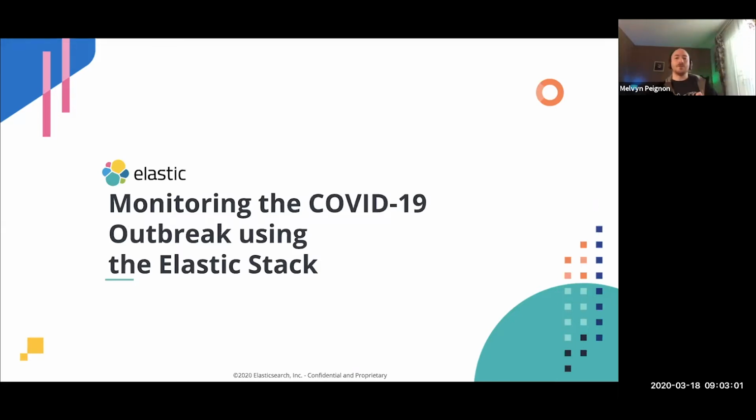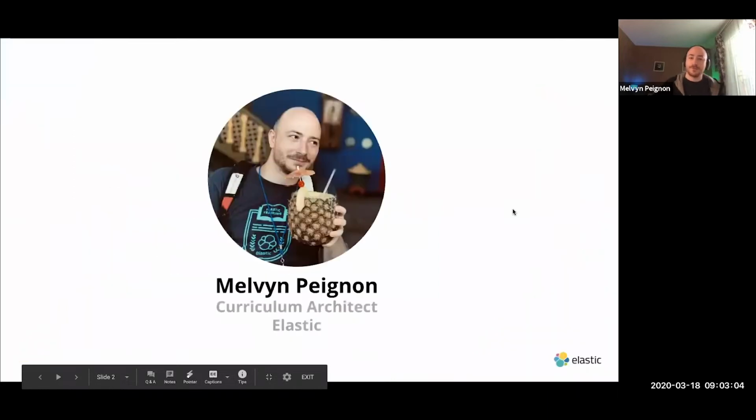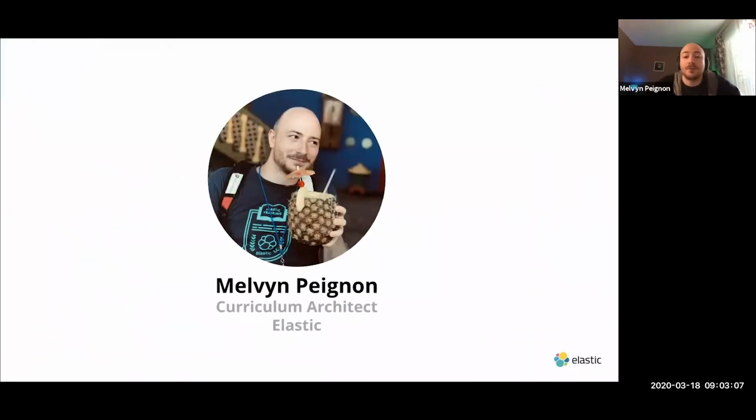And here we go. Okay, so first of all, let me introduce myself. My name is Melvyn Peignon. I'm a curriculum architect at Elastic. So what do I do? I've been working at Elastic for 2.5 years now, and I'm developing content related to trainings, meaning that I'm building training that we then deliver all over the world. Before that I was an instructor for Elastic as well, delivering training in EMEA and APJ mostly.